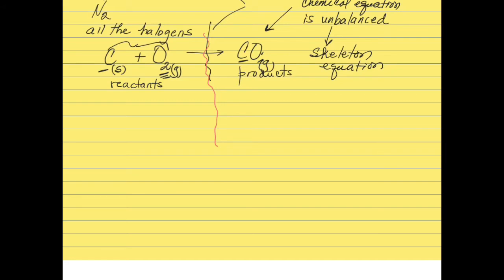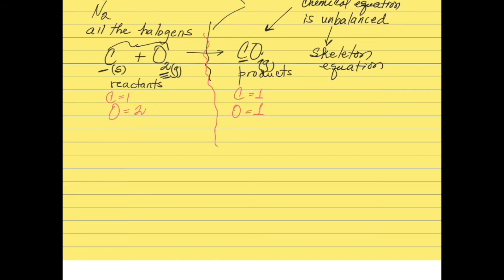That's a rule. So carbon, I have one over here. Carbon, I have one in my products. Oxygen, I have 2 in my reactants. Oxygen, I have only 1. Okay, you have 1 in the reactants of carbon. You have 1 on the product, so you're fine. But if you look at the oxygen, you have 2 in the reactants, and then you have 1 on the products.